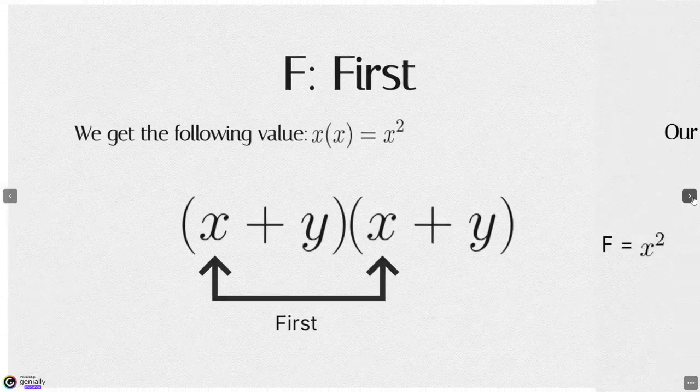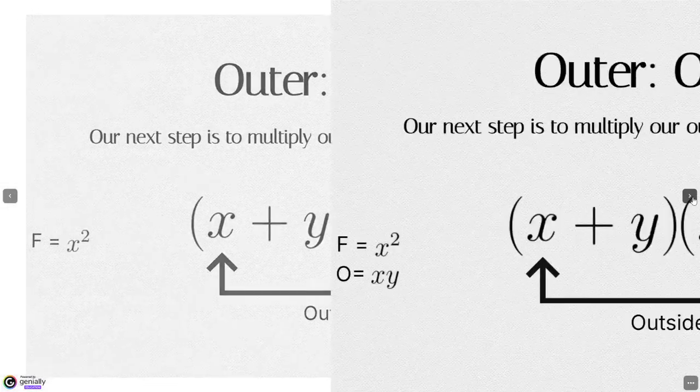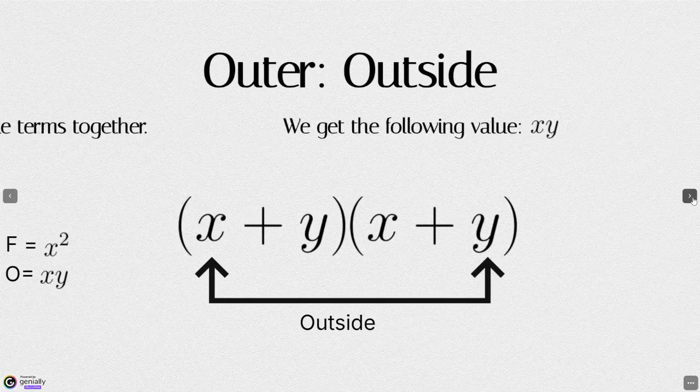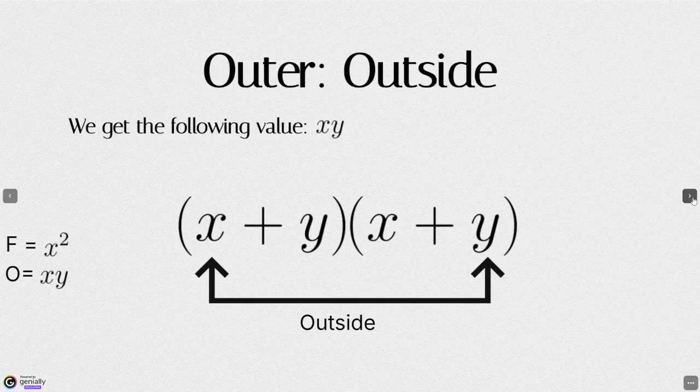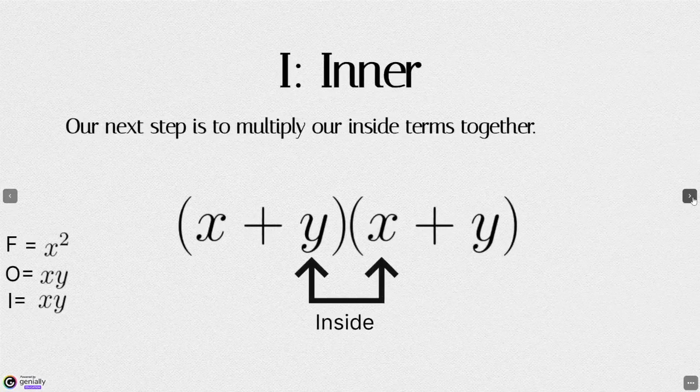Our next step is outer, or outside. Our next step is to multiply our outside terms together. In this case, we have our x and y. When we multiply these together, we are given the following value of xy. The same goes for our next step, which is inner. Our next step is to multiply our inner terms together. In this case, we have y and x. When we multiply these together, they are also xy.